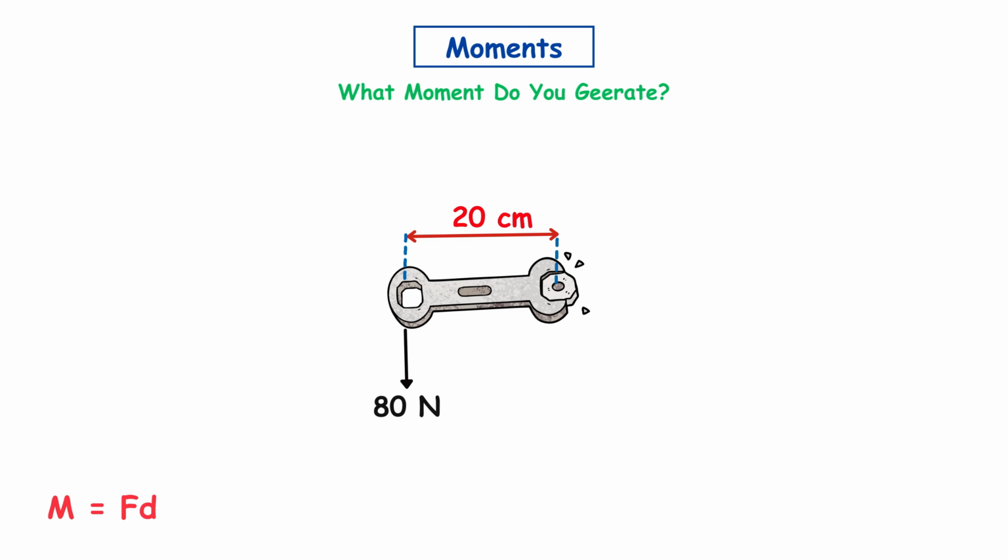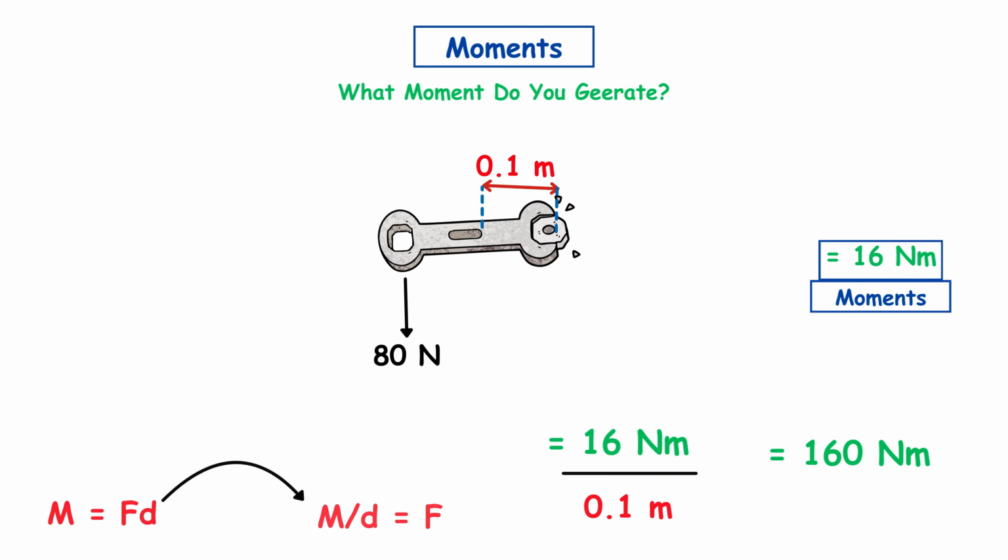Now, let us work through an example to see this in action. Imagine you are applying a perpendicular force of 80 newtons to a spanner, and this force is being applied 20 centimeters from the pivot. First, we need to make sure our units are consistent, so we convert 20 centimeters into meters, which is 0.2 meters. Then we multiply 0.2 meters by 80 newtons, giving us a moment of 16 newton meters.